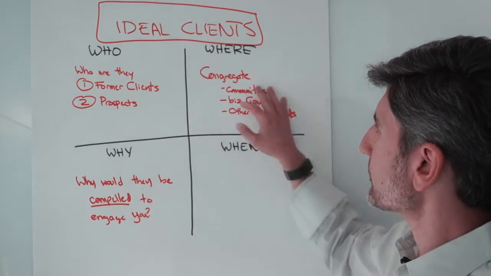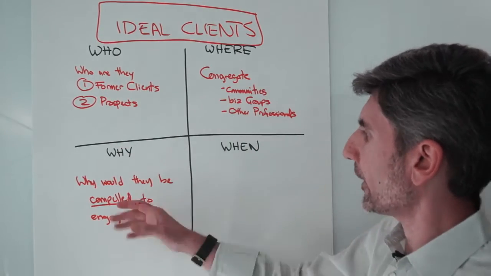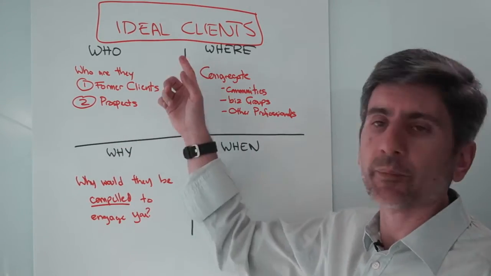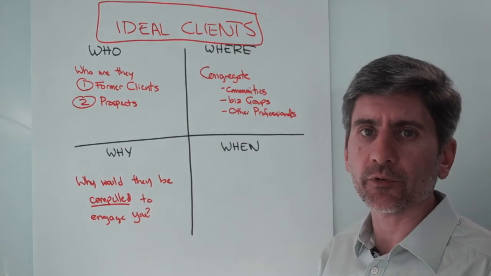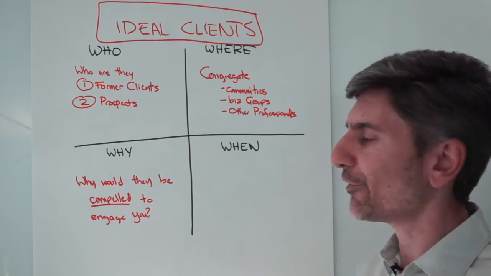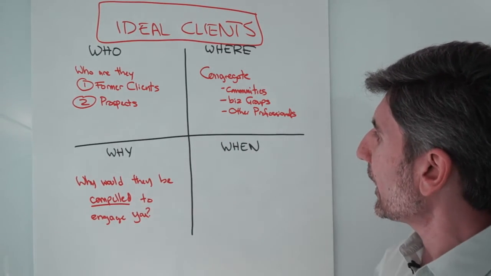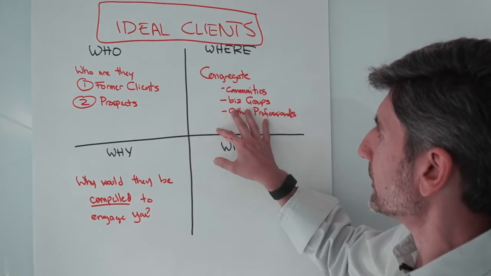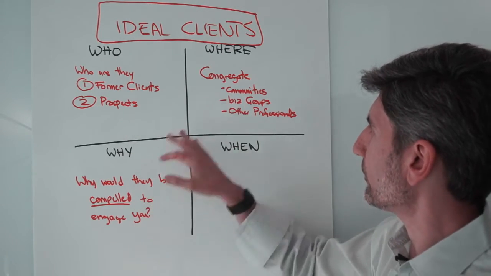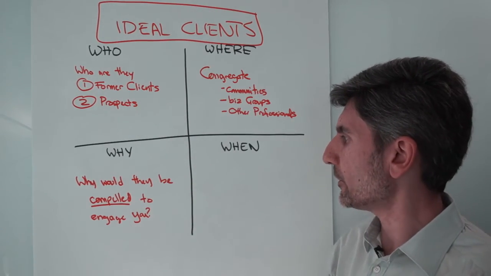But unless you go through this process of who they are, where they are, and why, they're not going to be attracted to you. They won't be compelled to come to you. They'll be like, okay, there's another lawyer, right? So you go through this process, and then you will have an idea of who they are, and then where they go, and then how to compel them to engage you.